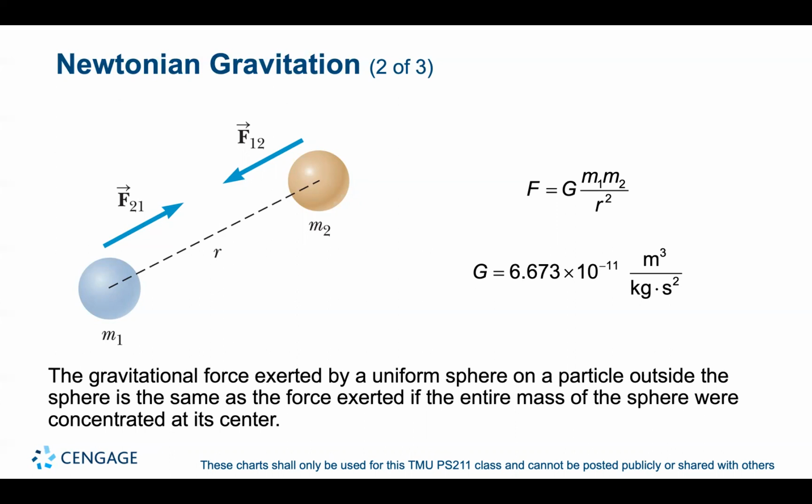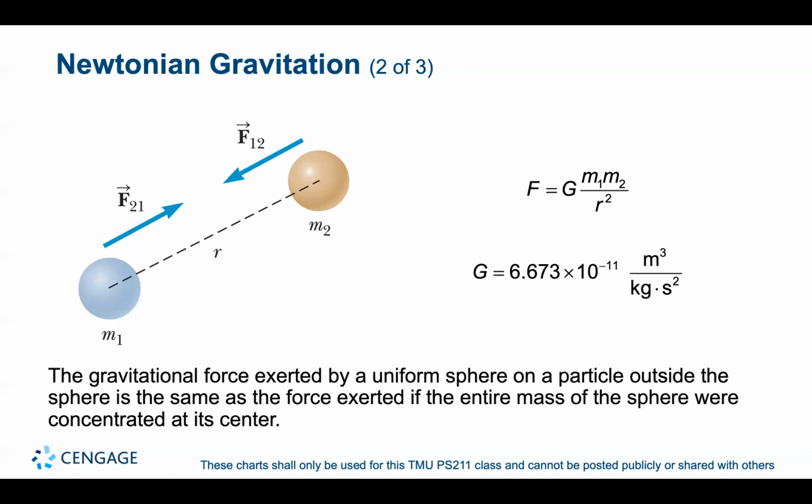This force law is an example of an inverse square law, in that it varies as 1 over the square of the distance between the particles. From Newton's third law, we know that the force exerted by M1 on M2, designated F12, shown in the figure, is equal in magnitude but opposite in direction to the force F21 exerted by M2 on M1, forming an action-reaction pair.